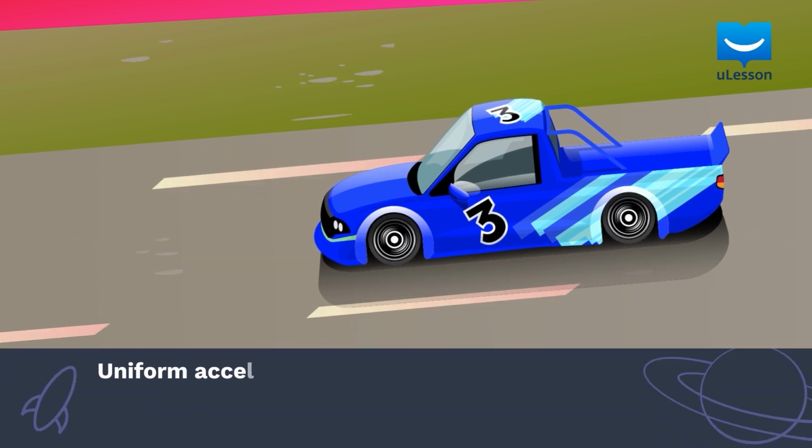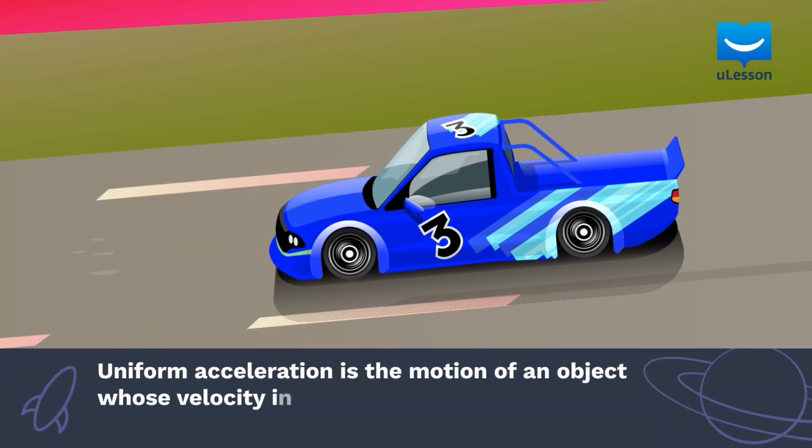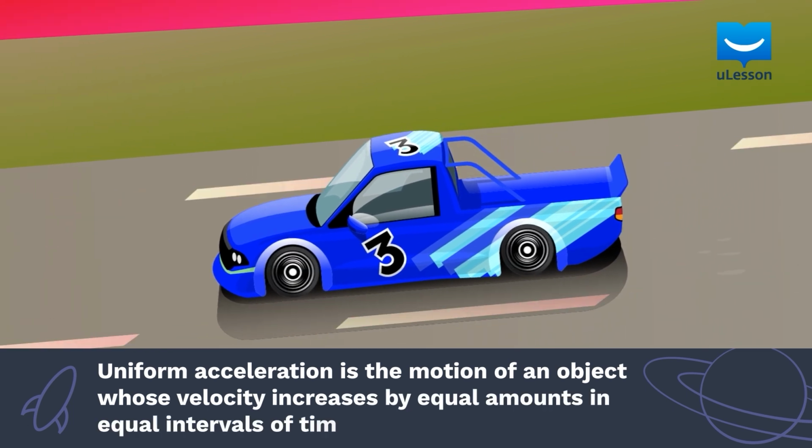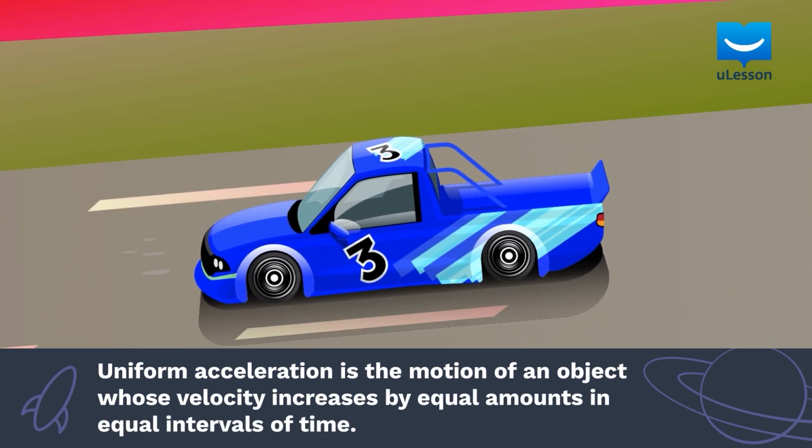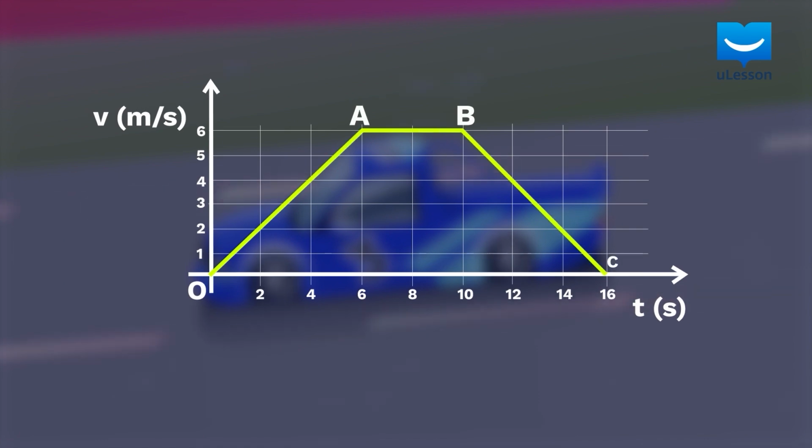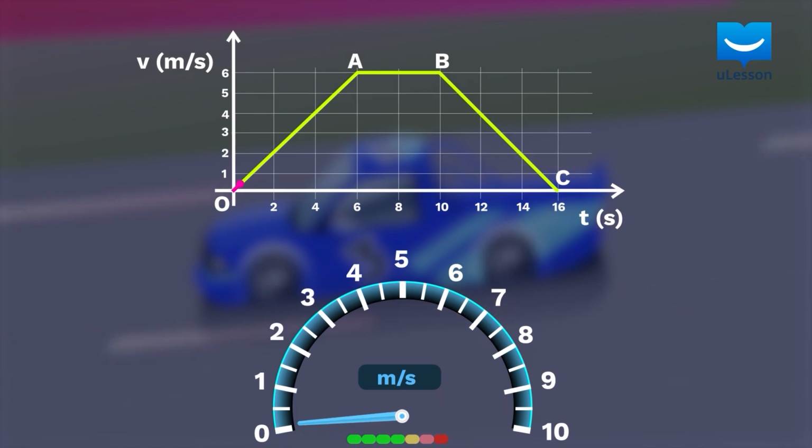Uniform acceleration describes the motion of an object whose velocity increases by equal amounts in equal intervals of time. If you look at the graph on the screen, you will notice that between point O and A, the velocity increases by 2 meters per second every 2 seconds. You should observe that it started at 0 meters per second, then climbed 2 meters per second 2 seconds later, then 4 meters per second 2 seconds later, and finally 6 meters per second 2 seconds later.